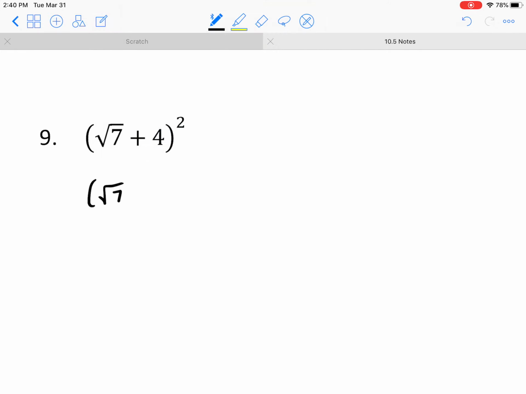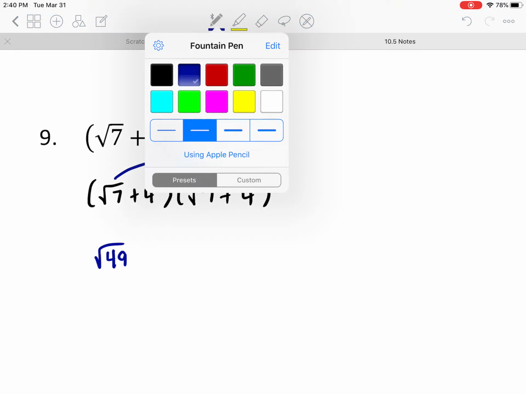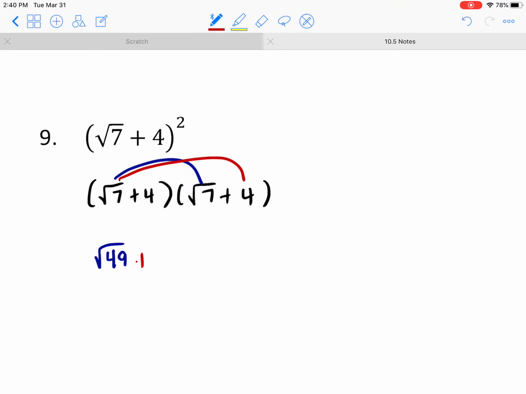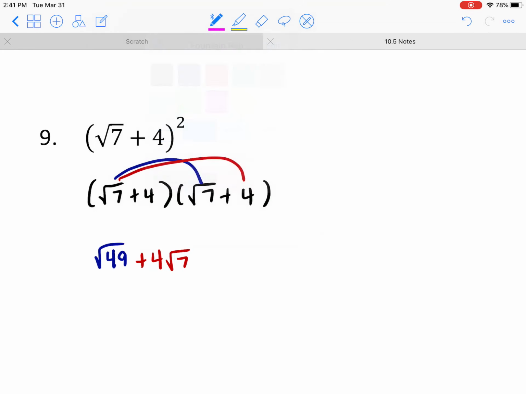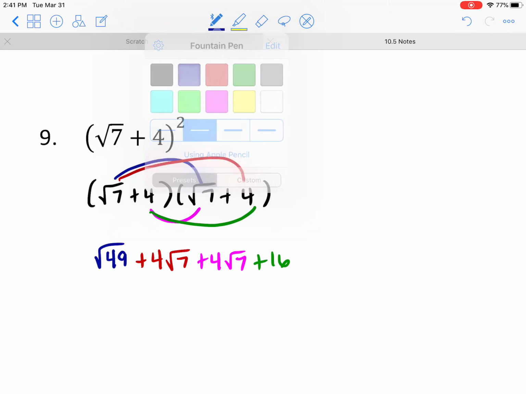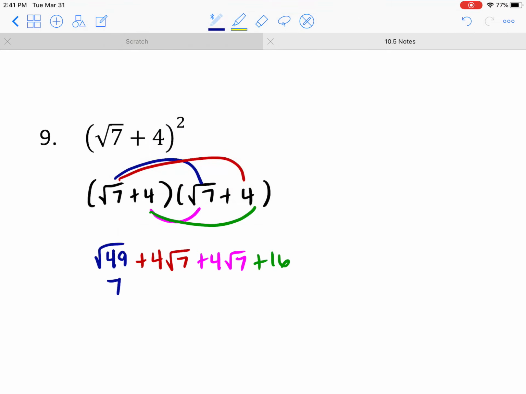Here, more multiplication. So radical 7 plus 4, squared. Remember what it means to square something. It means we have to multiply a radical 7 plus 4 by itself, by another radical 7 plus 4. And now it's the same process we just looked at. So radical 7 times radical 7 makes a radical 49. A radical 7 times 4 makes a 4 radical 7. This is going to give us another positive 4 radical 7. And then at the end here, 4 and 4 is going to give us a positive 16.